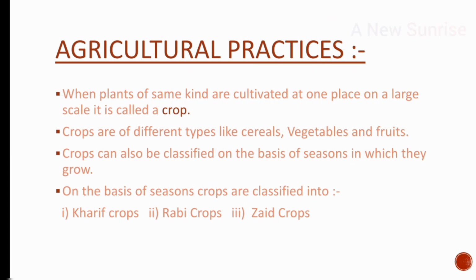Next comes agricultural practices. Now, what is a crop? This question may be arising in your mind. When plants of the same kind, same variety, are cultivated at one place on a large scale, on a large area, it is called a crop. Crops are of different types like cereals, vegetables, and fruits. Crops can also be classified on the basis of seasons. On the basis of seasons, crops are categorized into Kharif crops, Rabi crops, and Zaid crops.